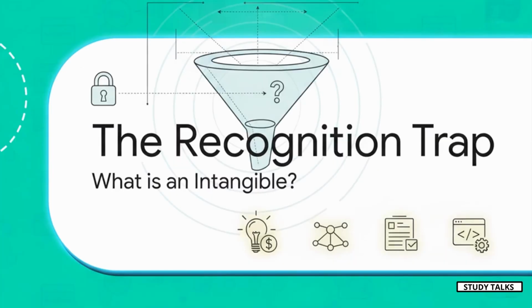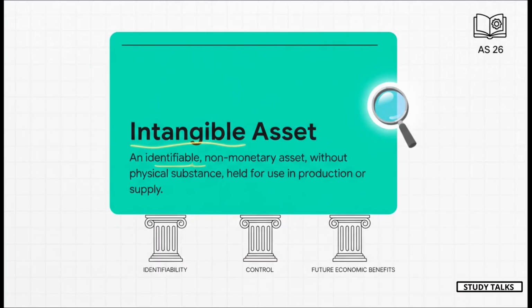All right, first things first. Before we can even dream of capitalizing something, we have to be sure it even qualifies as an intangible asset in the first place. This is ground zero. Okay, here's the official textbook definition. It's an identifiable, non-monetary asset without physical substance, you know the drill. But the definition itself isn't where the action is. The real key is understanding the 3 pillars that hold this whole definition up.